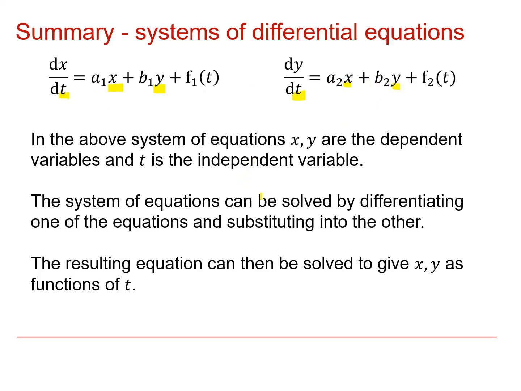The system of equations can be solved by differentiating one of the equations and substituting into the other. So you rearrange one of the equations, differentiate, substitute into the other, and you should get a single equation, which can then be solved to give you x and y as functions of t.